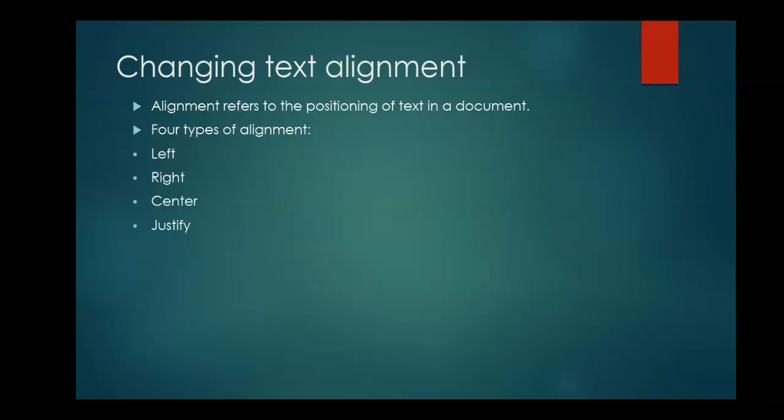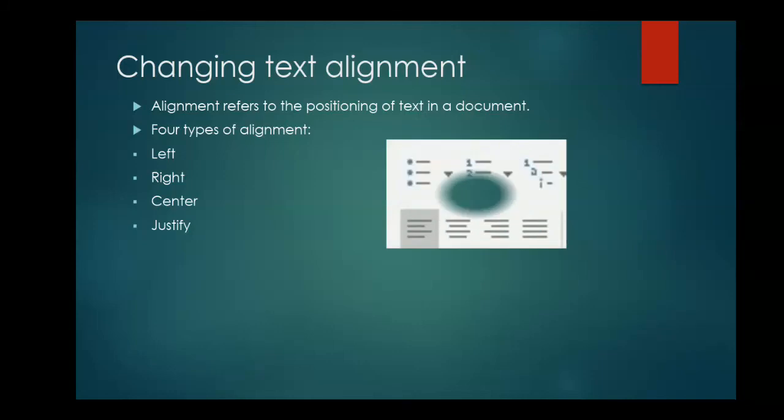Now changing text alignment. Alignment refers to the positioning of text in a document. By default, alignment is the left alignment. In the copy, in book, in computer, you have seen we start writing from the left side. That is called the left alignment. There are 4 types of alignment: left, right, center and justify. This option is used for alignment. You can see the 4 options for the 4 alignments.